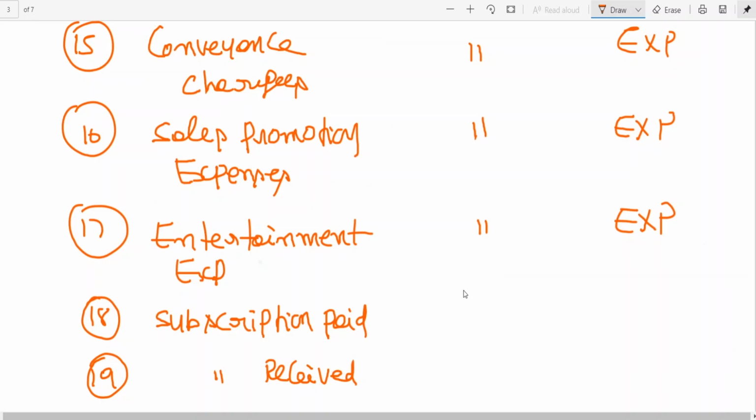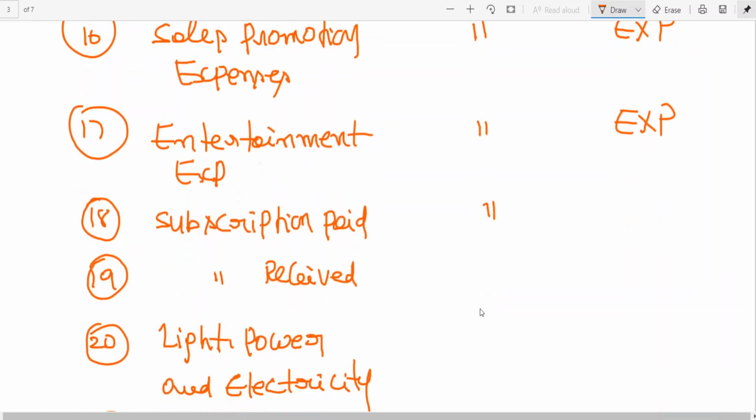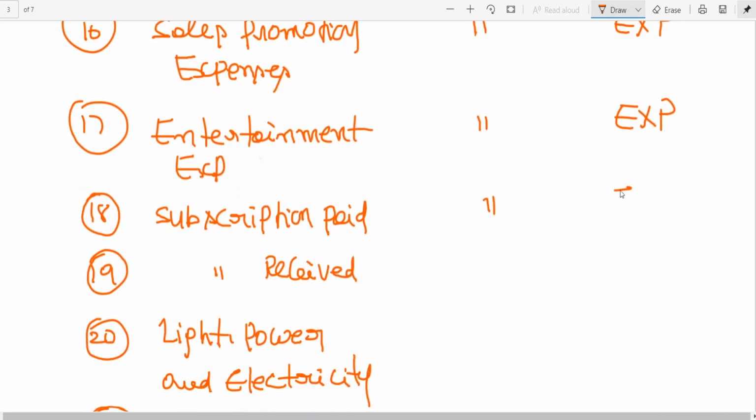Subscription paid, periodical payments. For subscribing to a magazine or whatever it may be, sometimes you will be incurring expenses. This is what is called a nominal account. This is also an expense.